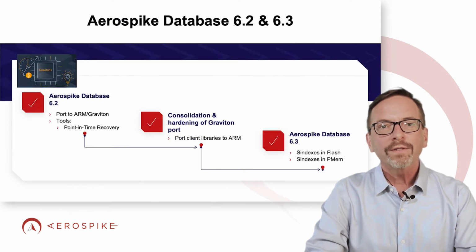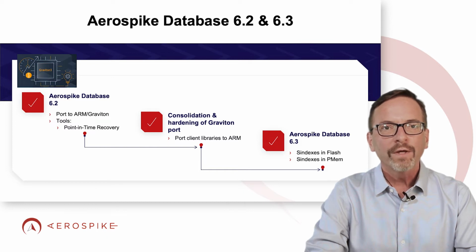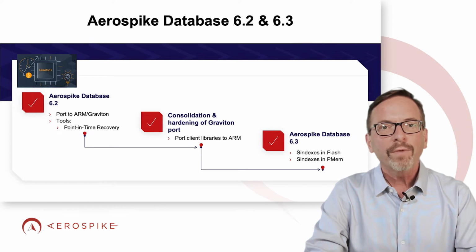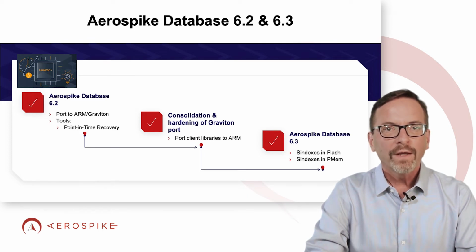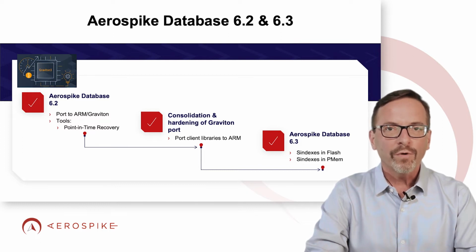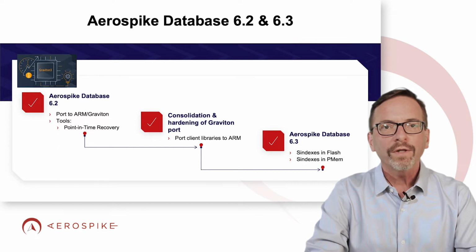For Aerospike Database 6.2, we'll be porting the server to the Graviton ARM platform, which is very exciting for us. This will involve code to deal with the memory model of the ARM platform. And on the tools side, we'll be releasing a point-in-time recovery system that we're working on now. Then we'll focus on the consolidation and hardening of the Graviton port, and we'll also work on porting the client libraries to Graviton ARM as well.